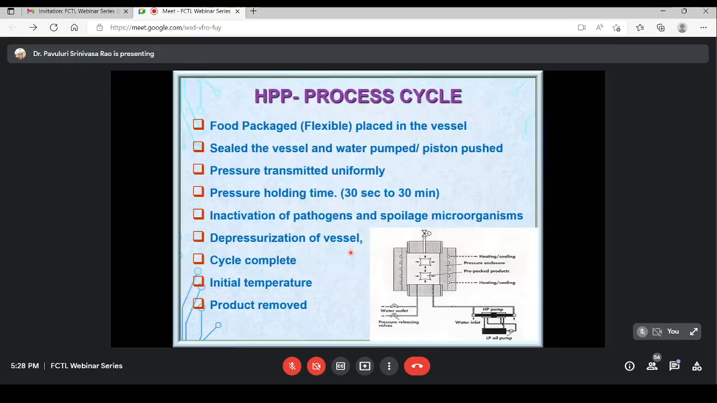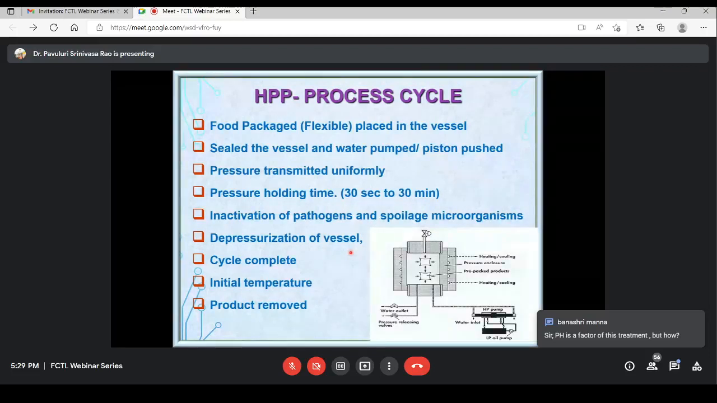Now, if you see how the process is done, simply as I mentioned, the semi-prepared or prepared food material is packed in a flexible packaging material, and this is put into the vessel, which is a high pressure vessel made of exotic steels, and this vessel is filled with liquid pressure transmitting medium, as I told, preferably water, where the pressure is transmitted either by continuously pumping the water in the indirect systems or by pushing a piston in case of direct systems. So this way the pressure is transmitted to the food material uniformly, and the holding time varies anywhere between 30 seconds to even 60 or 90 minutes, but practically 6 to 10 minutes is most commonly adopted for the betterment of the process cycle.